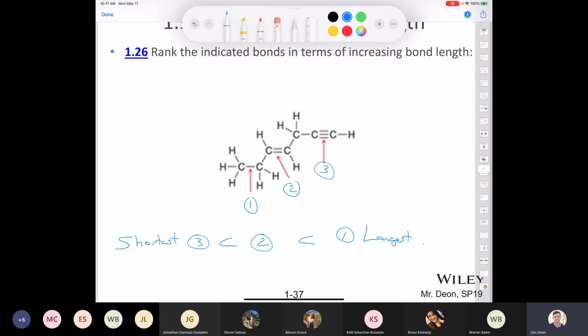Because we know that when we have two sp3 hybridized carbons, they only have a single bond between them. When we have two sp2 hybridized carbons, we have not only the overlap of the sp2 hybrid orbitals, but also the overlap of the 2p orbitals. And then when we have two sp hybridized carbons, we have the overlap of the sp hybrid orbitals, but also the overlap of two 2p orbitals to make two pi bonds. There you go. So the relationship between bond length and bond strength.